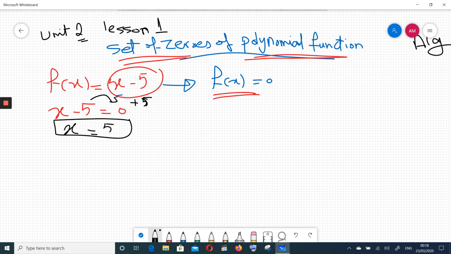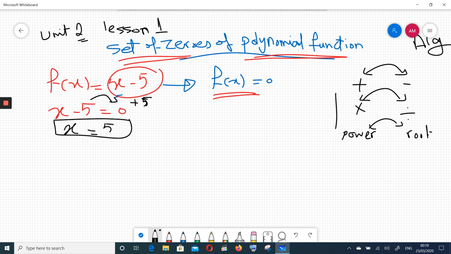And to know that, for any equation we solved before, if we have plus and we need to cancel, we use minus. If we have times, we use divided. Or if we have divided, we use times. If we have power, we use root. And by the way, vice versa. The opposite is right.